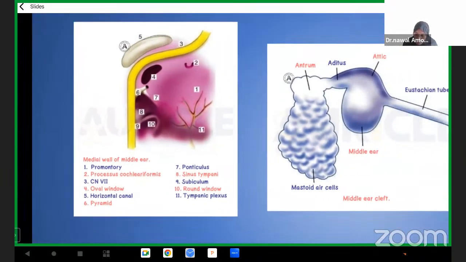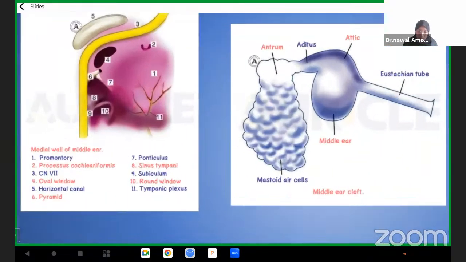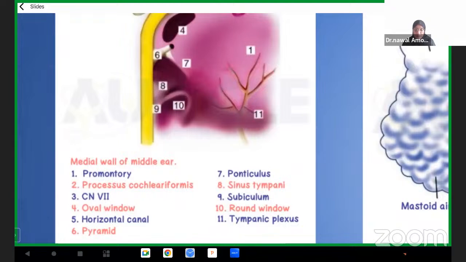So all these three diagrams are important for your university exams. It's difficult to draw, but it is important to practice, because if you draw these diagrams before writing the theoretical part, just after presenting your introduction, your theory will be easy, and the examiner will not even look at the theory part. He will just give you marks by looking at the diagrams. So make sure you know the diagrams. That's why I'm focusing more on the diagrammatic part. So you have a promontory, and in the promontory, we have the tympanic plexus. And this is the medial wall of the middle ear.